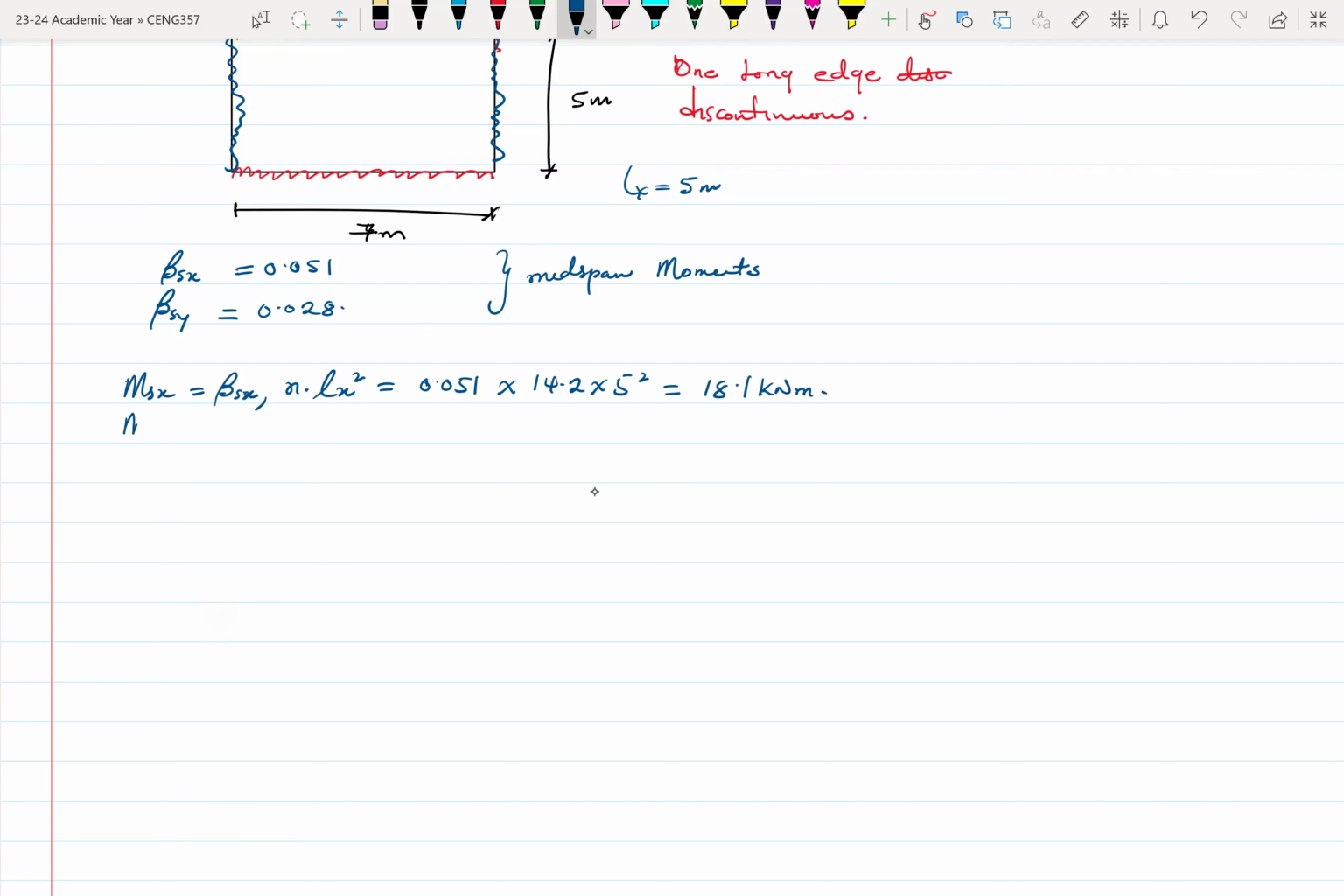Then the mid-span moment in the long span will be beta SY times n times LX squared. So that will be 0.028 times 14.2 times 5 squared. So this will be 9.9 kilonewton meters. So these are the moments. Normally, let me put this one here as an aside.